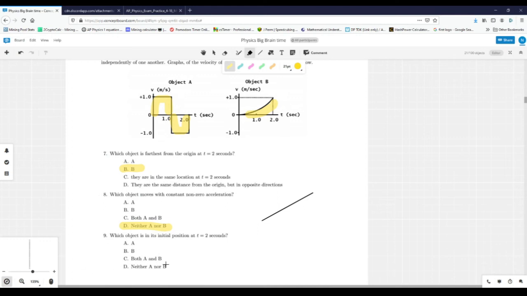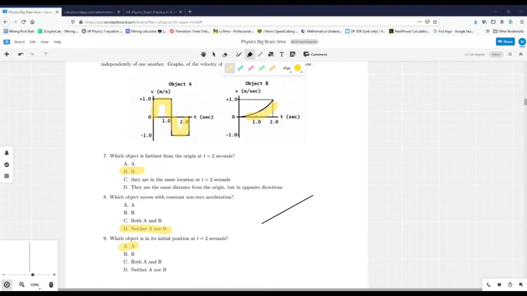So 7 and 9 are very similar. Which object is in its initial position at time t equals 2 seconds? That is A, for exactly the same reason as what we answered in 7. The area under the graph is displacement, or distance from initial position, and this one here cancels out this one, so it has a displacement of 0, which means it's at its initial position. So 9 is A. Any questions about that? Cool.